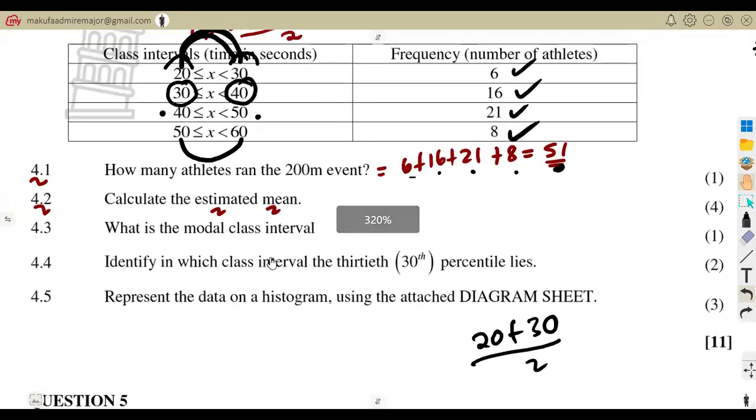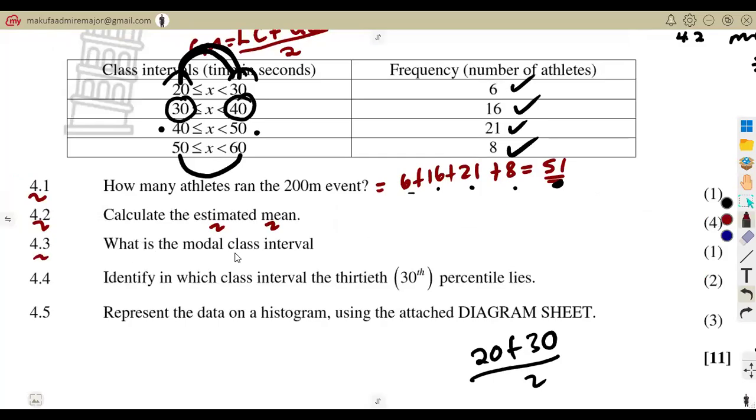Then on 4.3, what is the modal class interval? This is the class that has the highest frequency. So in terms of our frequencies here, where do we have the highest frequency? On 21. So we need the class that corresponds in terms of the interval. Which interval carries the highest frequency? Which interval has the highest frequency? So is the interval of what? 40 to 50. So you write as it is given there, 40 less or equal to x less than 50, as it is given there.